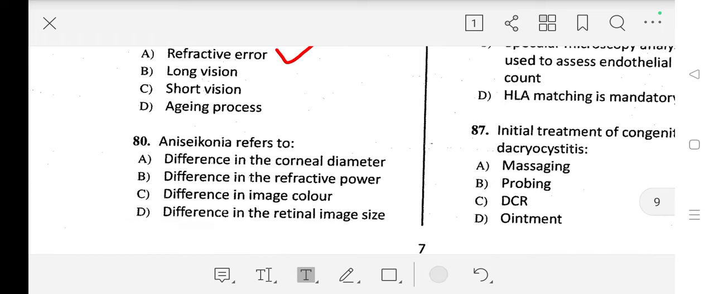Next question is question number 80. Aniseikonia refers to options are difference in the corneal diameter, difference in the refractive power, difference in the image color, or difference in the retinal image size. Its correct answer is D part, difference in the retinal image size.